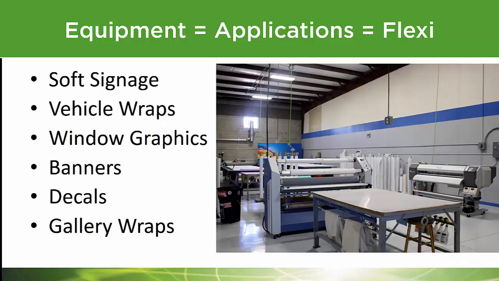All right, you've taken the time to invest in various kinds of shop equipment. You've got a wide format printer, a vinyl cutter, a laminator, and those are the basic instruments that you're going to use to create what we call applications. Applications would be things like soft signage using textiles, vehicle wraps, window graphics, banners, contour cut decals, gallery wraps. There's all kinds of things you can do in the business. But to get the design correct and to output it to that equipment, you need a design and production software. That software is Flexi.